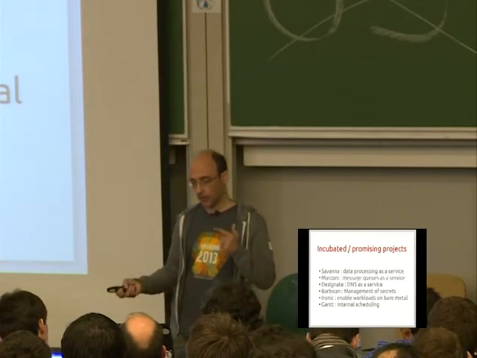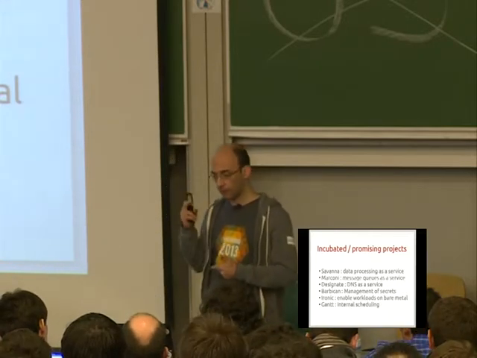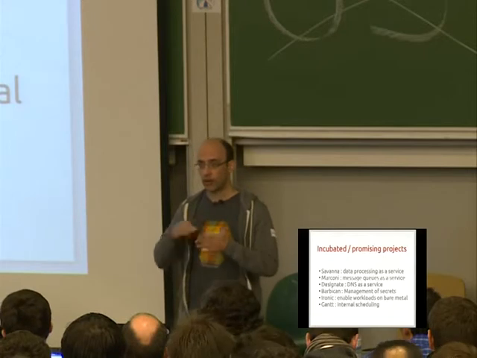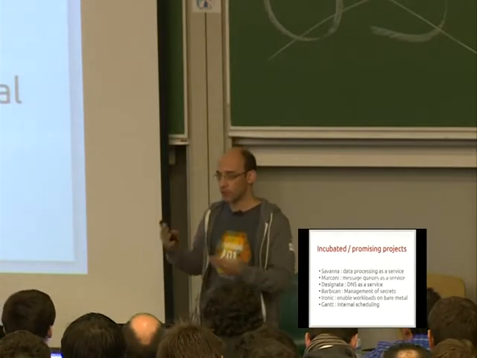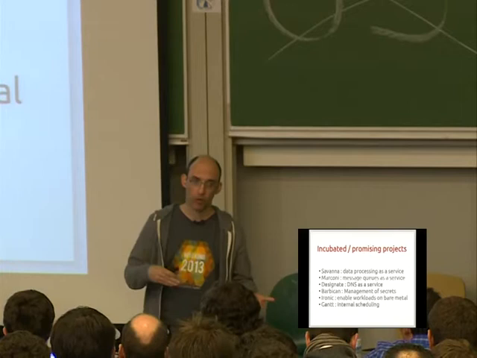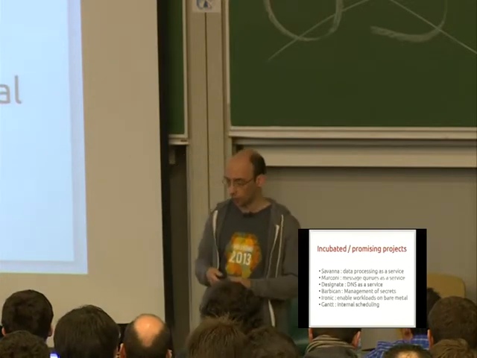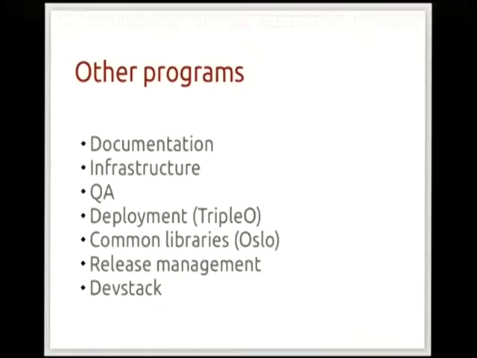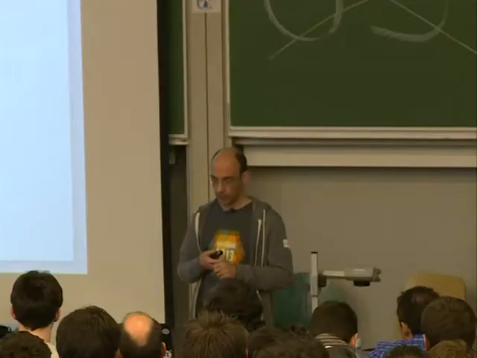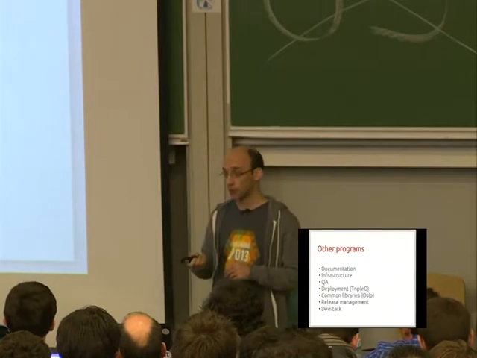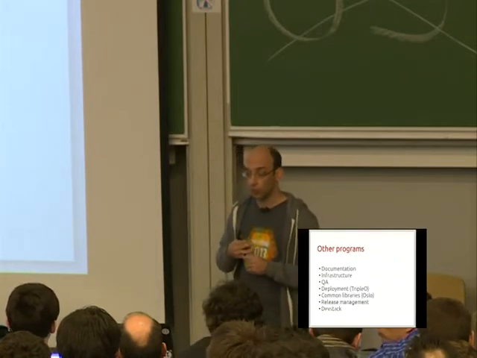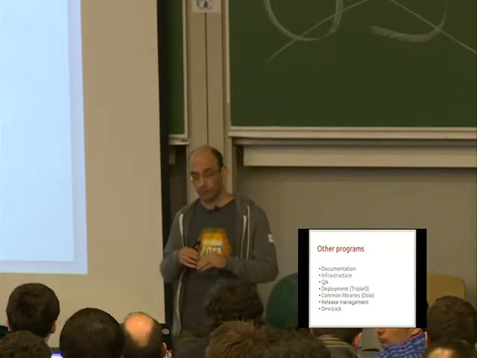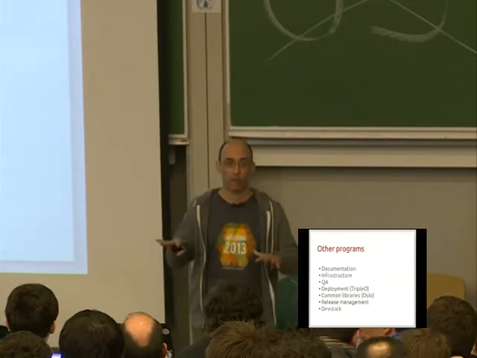And Gantt is actually a spin-off of the scheduler that was in Nova as an independent project, because scheduling is something that other projects can benefit from. So it's an effort to reduce code duplication between projects. And then we have plenty of other programs. Documentation, we need documentation, because sometimes it's not really clear how to use this. Infrastructure is a major program we have. It's all the development infrastructure we have below OpenStack.